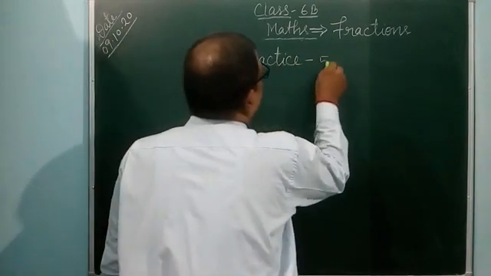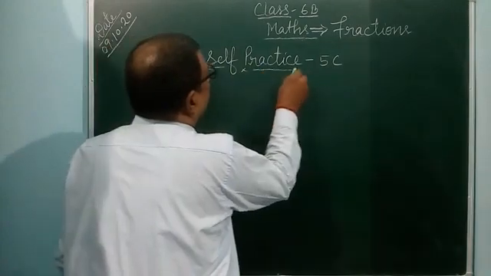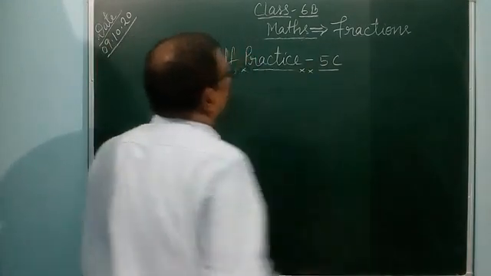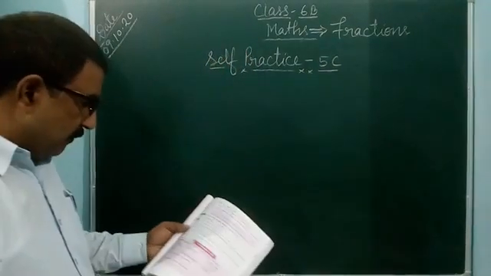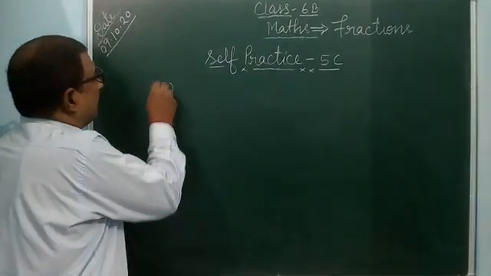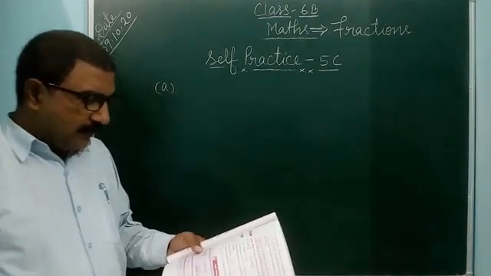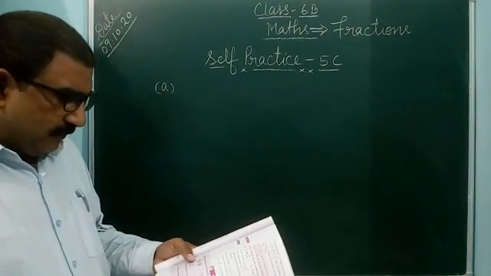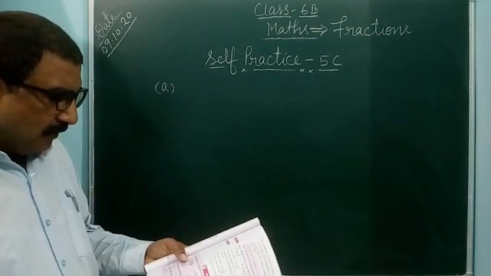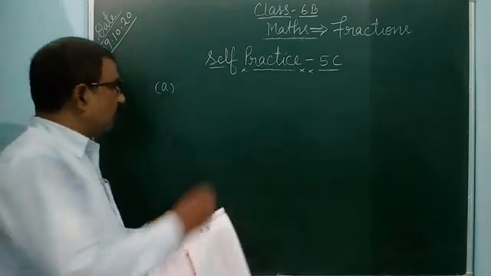Self-practice 5C. It is given as diagram number A. Diagram number A, you can see it is given two circles. One is given half part. So shaded parts: first is given 1 by 2.